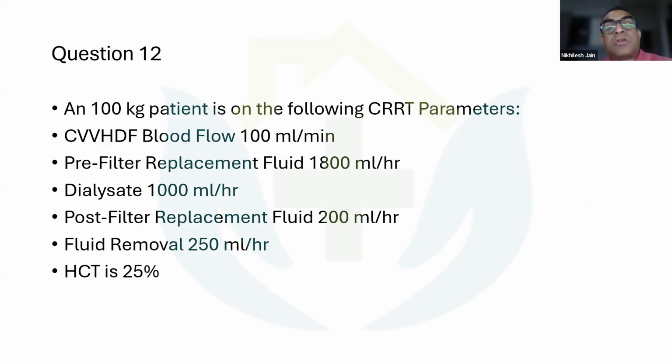A 100 kg patient and you have a CRRT parameter. CVVHDF, blood flow of 100 ml per minute, pre-filter replacement fluid of 1800 mils per hour, dialysate of 1000 mils per hour, post-filter replacement fluid at 200 mils per hour, fluid removal at 250 ml per hour. Hematocrit is 25%.